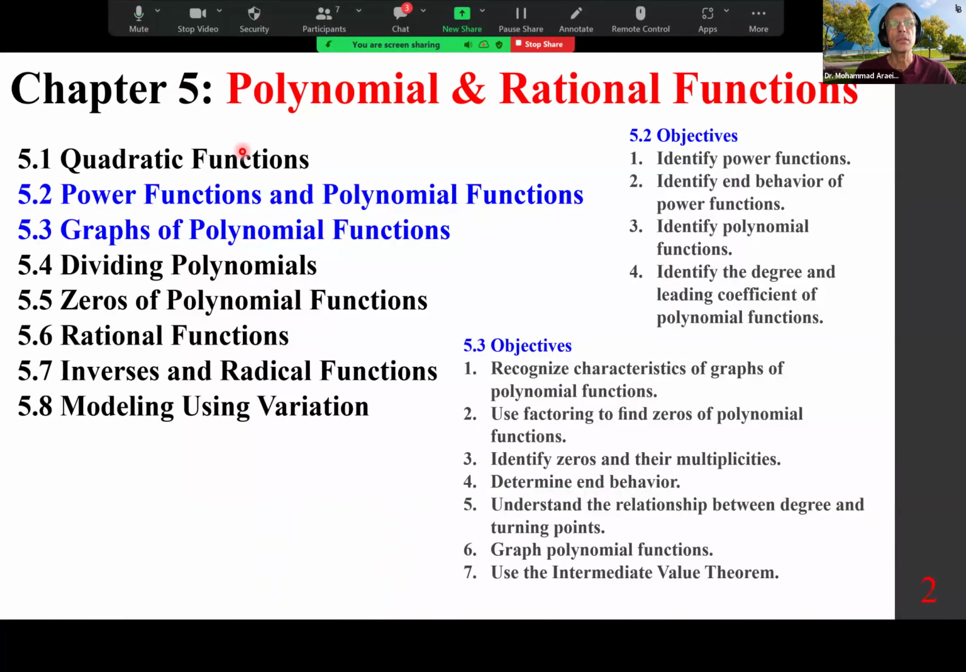So Chapter 5 is about polynomials and rational functions. The sections we're covering: 5.2, Power Functions and Polynomial Functions, and 5.3, Graphs of Polynomial Functions.